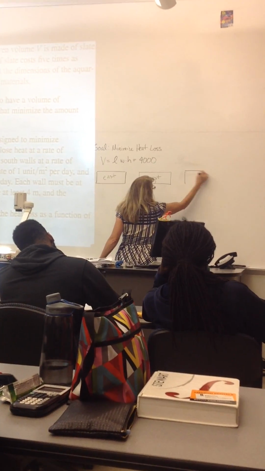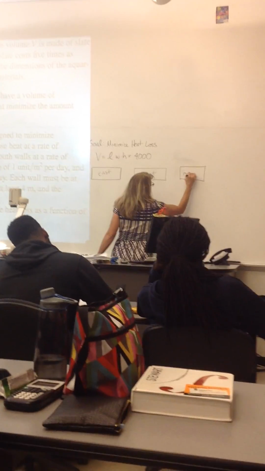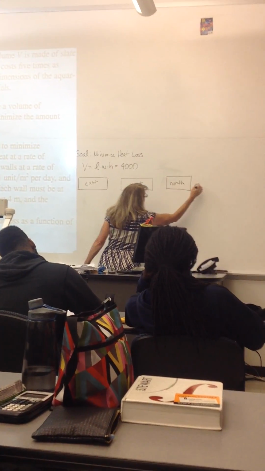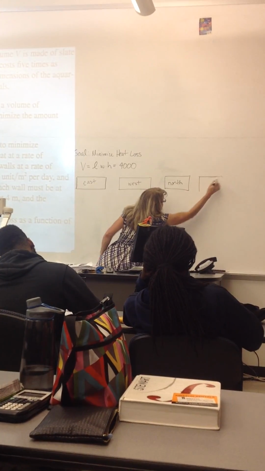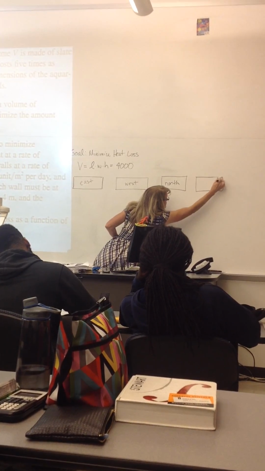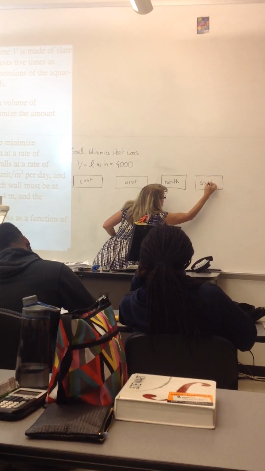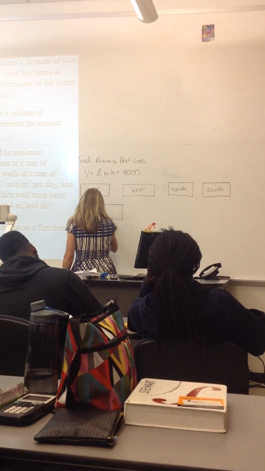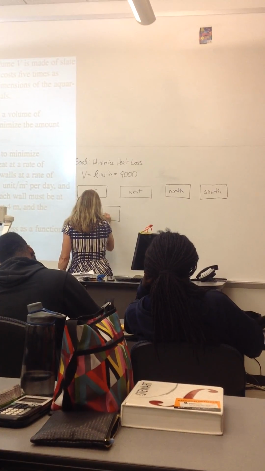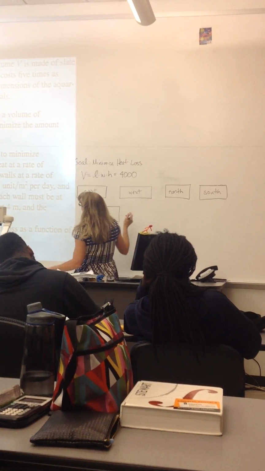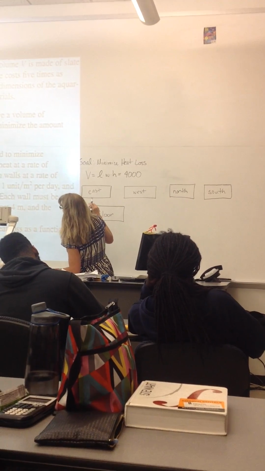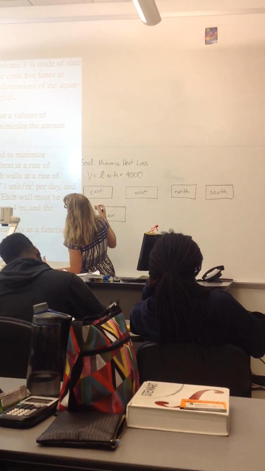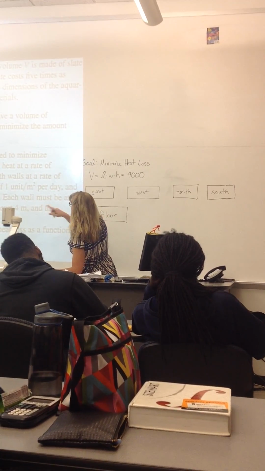Okay, so we've got an east wall, we have a west wall, we have a north wall, we have a south wall, and we have the floor, and we have the roof, and I guess we're assuming that the whole entire building is just a big rectangular box. They said something about the roof.